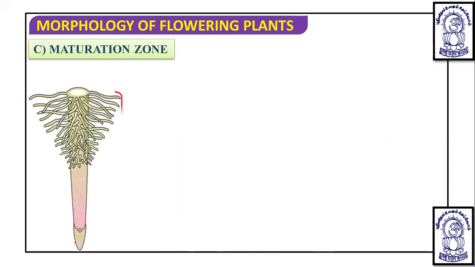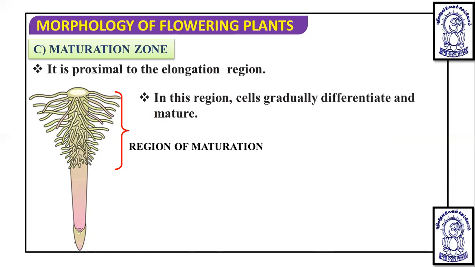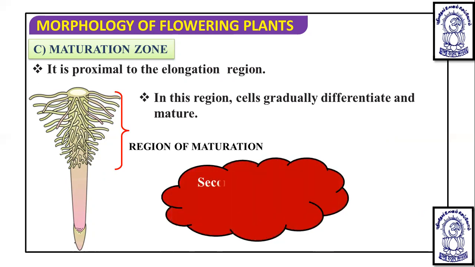Above the elongation zone there is the maturation zone, the region of maturation, and it is proximal most to the elongation region. In this region cells gradually differentiate, meaning maturation. Maturation means differentiation, meaning the dividing cell is going to be non-dividing. When a dividing cell stops dividing, it becomes a non-dividing cell, and that is known as the differentiation process, and the non-dividing cell is known as a differentiated cell. Secondary growth occurs in the maturation region actually.